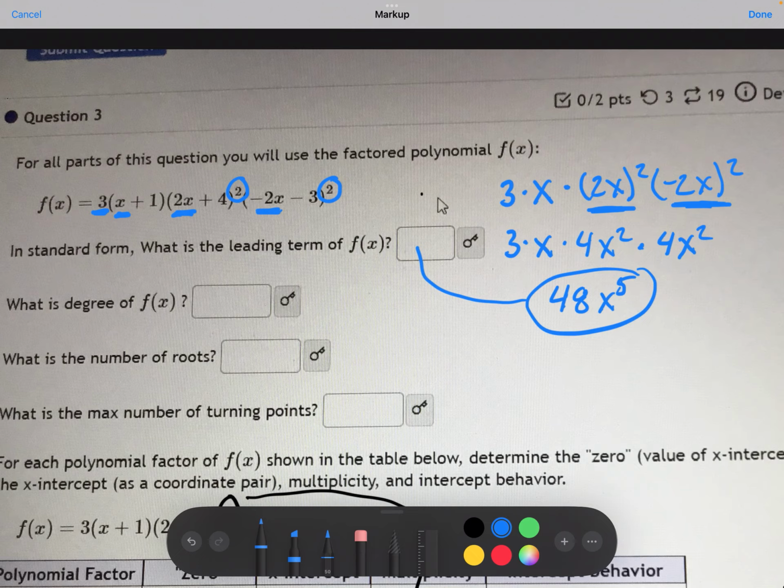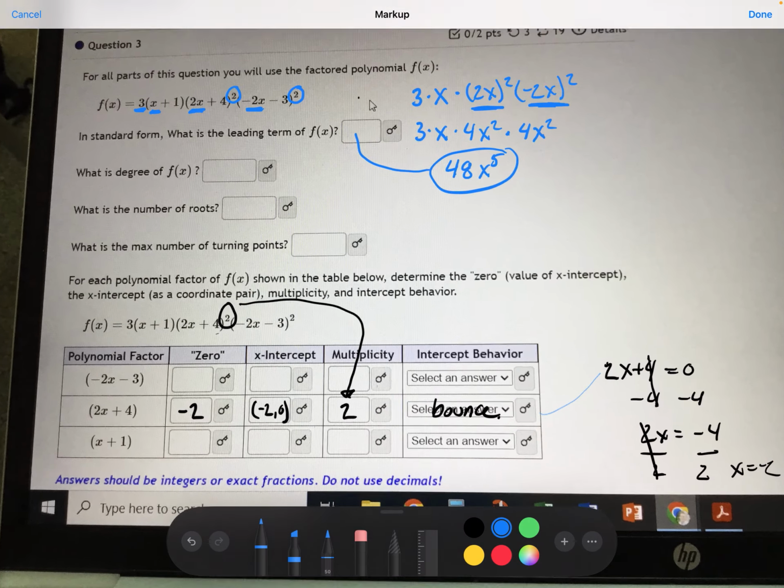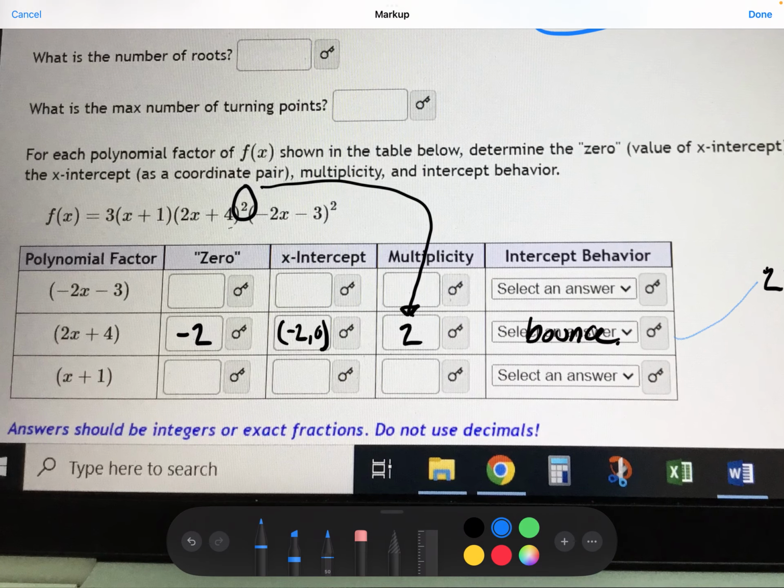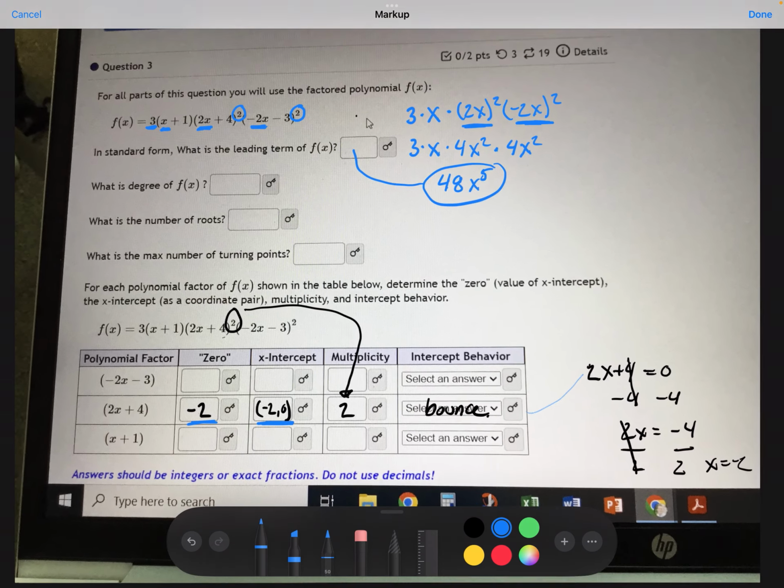And then also down here, if I can go back, the difference between a 0 and an x-intercept are very similar. Okay, just make sure you realize the difference. An x-intercept is an ordered pair. Okay, and if you have any other questions, please just let me know.